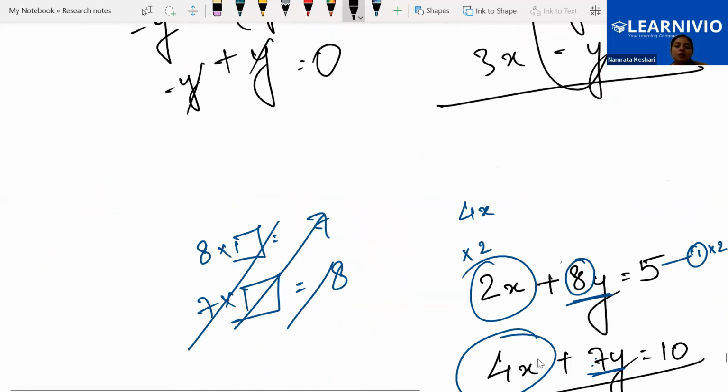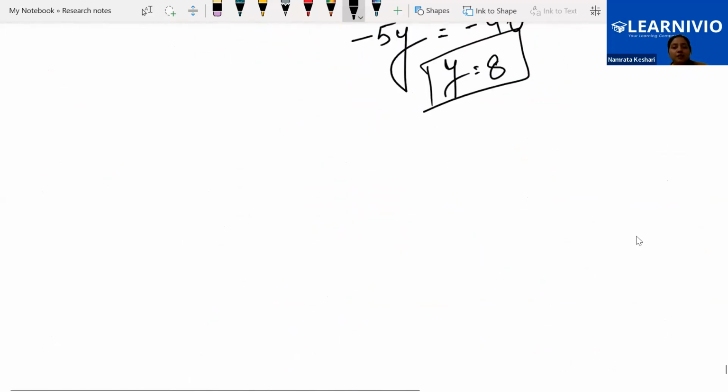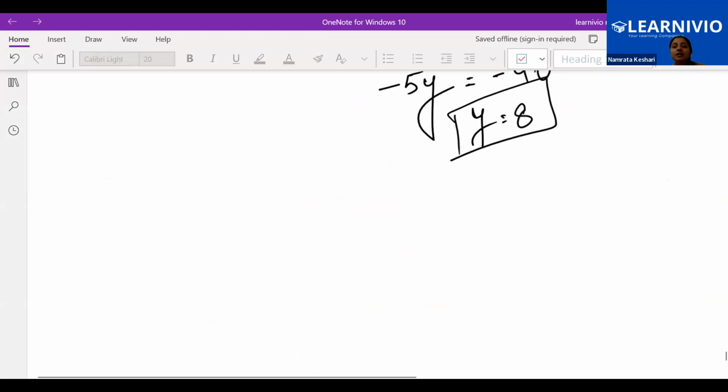So this was all the possible cases of the elimination method. Now please let me know whether it is crystal clear to both of you or not. Elimination method. Yes, ma'am. Yes. Okay.